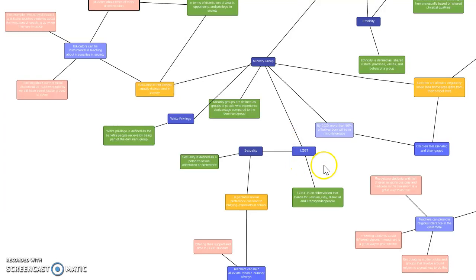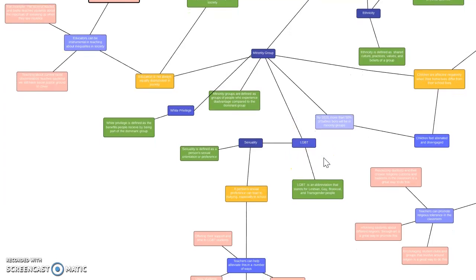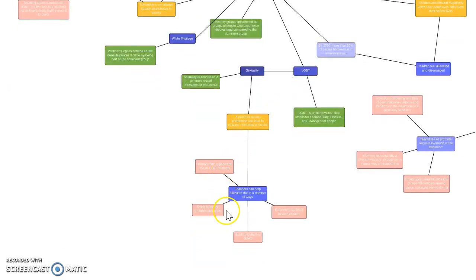And then the next module is sexuality, and I put that down here with minority groups because people in the LGBT community are part of a minority group. And I just explained ways that teachers can help alleviate bullying due to sexuality, so they can form groups and support students' fashion choices, things like that.